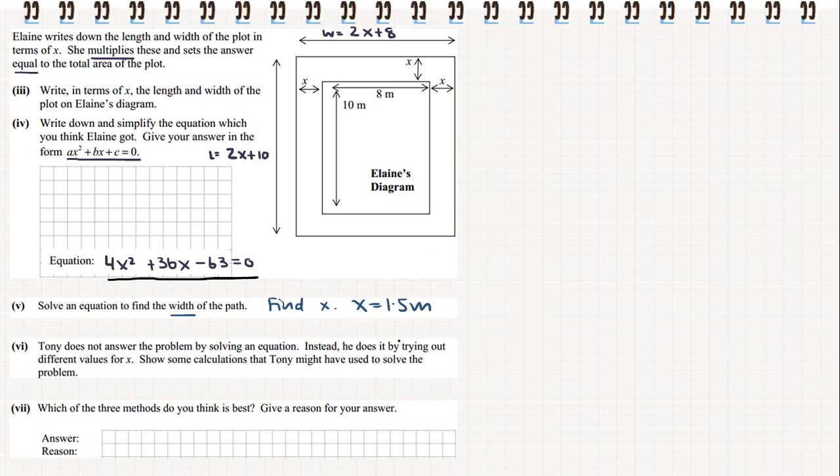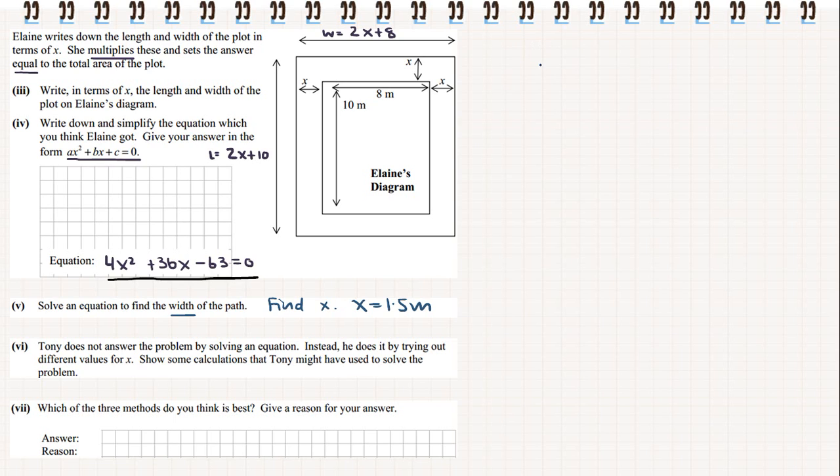Part 6. Tony does not answer the problem by solving an equation. Instead, he does it by trying out different values for x. Show some calculations that Tony might have used to solve the problem.